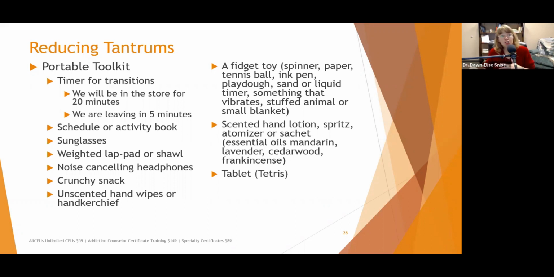For other children, they prefer calming scents, so scented hand lotion, spritz, atomizer, or sachets, especially essential oils of mandarin, lavender, cedarwood, or frankincense have been helpful. And a tablet can be useful for certain games that require concentration, like Tetris.